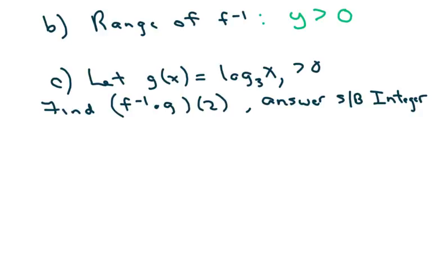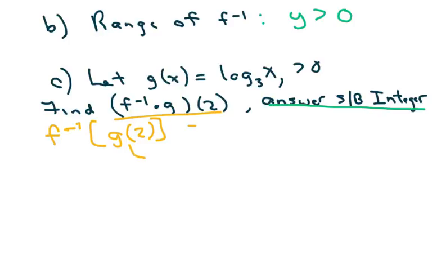They're going to say that g of x equals log base 3 of x, and they want us to compose it, and our answer should be an integer. So I'm going to have to squeeze this on here. So I'm going to rewrite this portion as f inverse of g of 2. Alright? So basically g of 2, I'm just going to do this part. Here's my g. So g of 2 would just be log base 3 of 2.